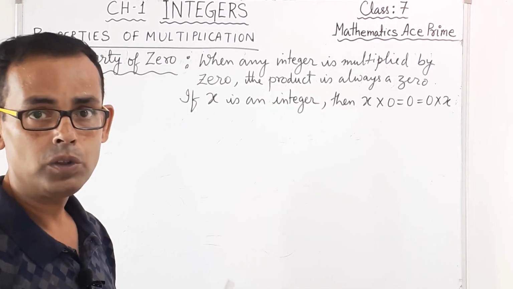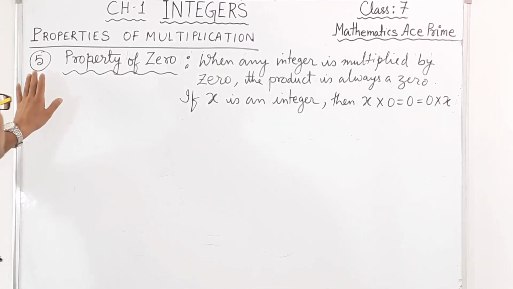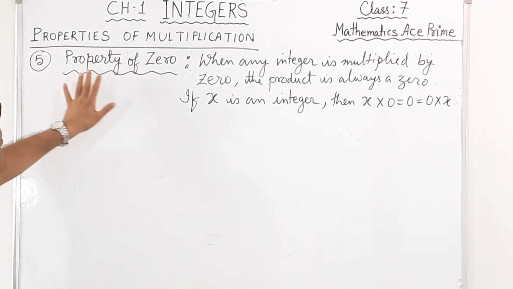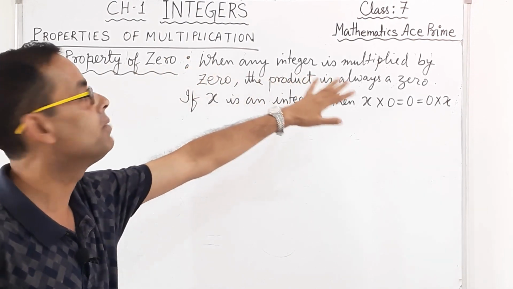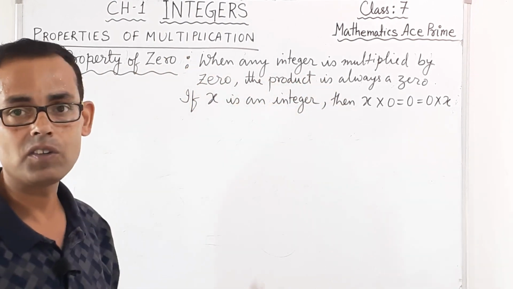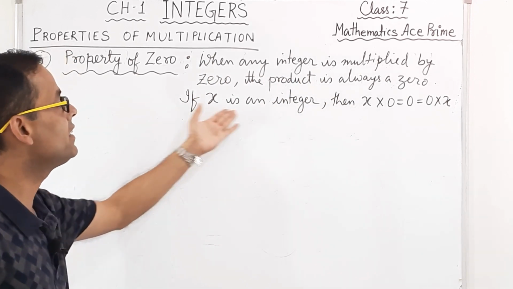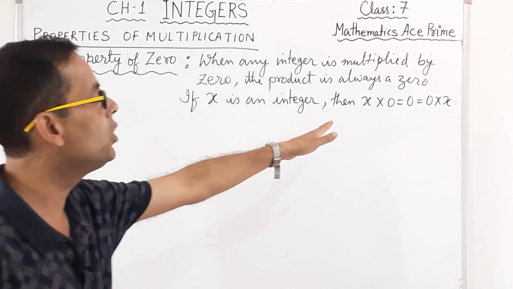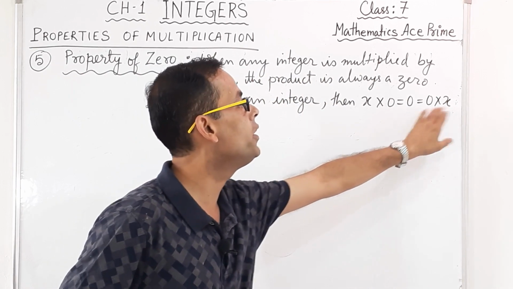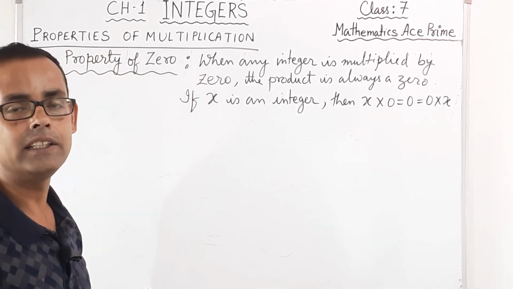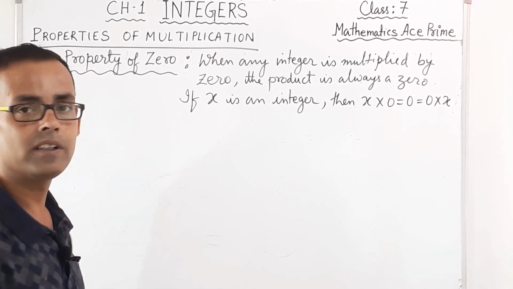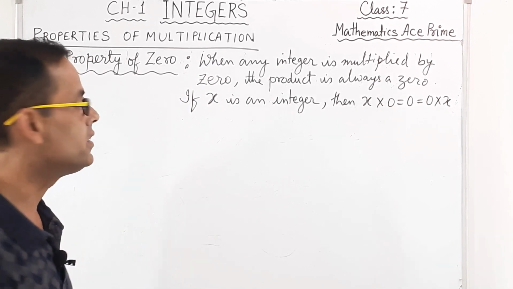Clear? Now the next property is property number 5, the property of 0. Now when any integer is multiplied by 0, the product is always 0. If x is an integer, then x into 0 will be 0 only, or 0 into x also will be 0. That means if you take any integer and multiply it with 0, the result will be 0.